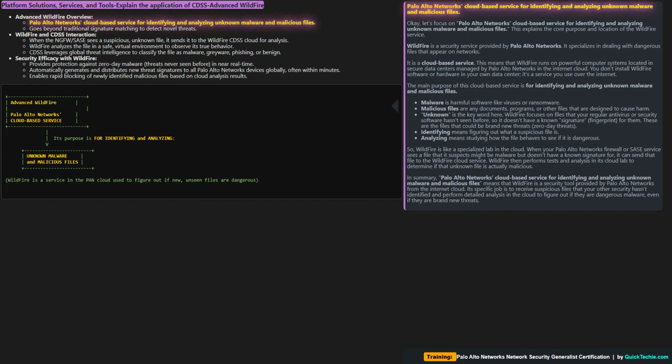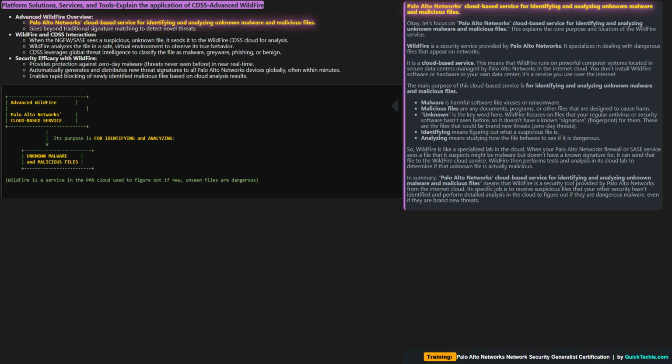This means that WildFire runs on powerful computer systems located in secure data centers managed by Palo Alto Networks in the Internet cloud. You don't install WildFire software or hardware in your own data center. It's a service you use over the Internet. The main purpose of this cloud-based service is for identifying and analyzing unknown malware and malicious files. Malware is harmful software like viruses or ransomware. Malicious files are any documents, programs, or other files that are designed to cause harm.